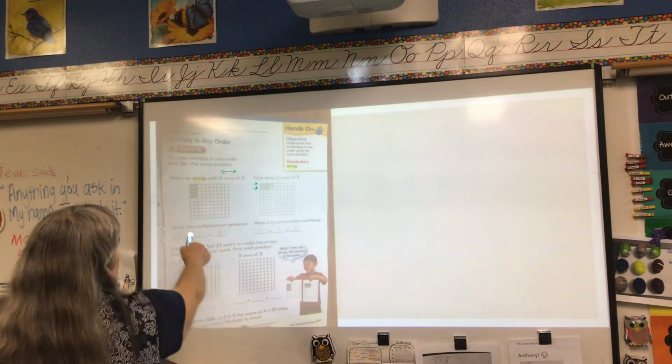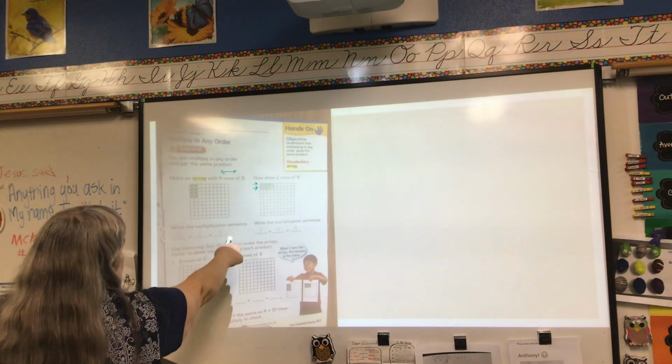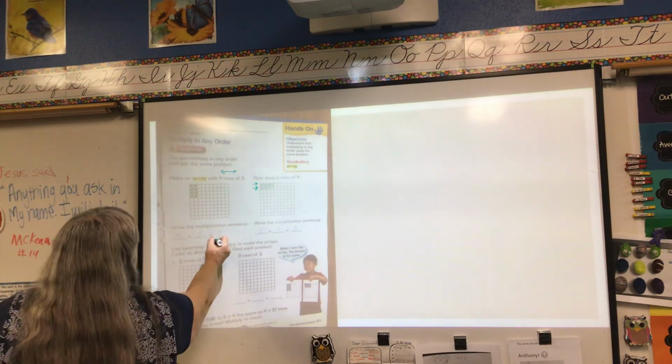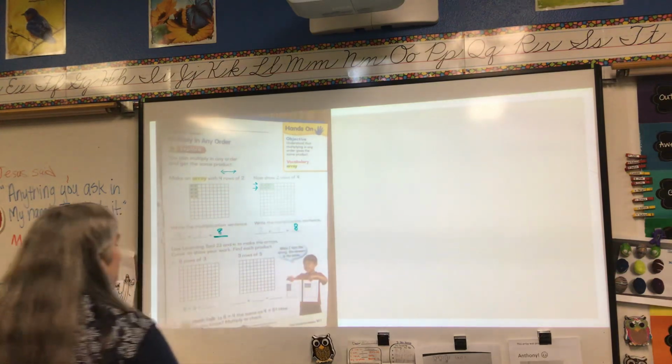Okay, here it says write the multiplication sentence. And they've really done it for you. 4 times 2 is 8. 2 times 4 is also 8. So the product remains the same no matter which way you do it.